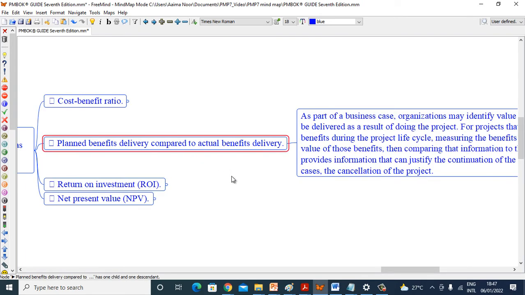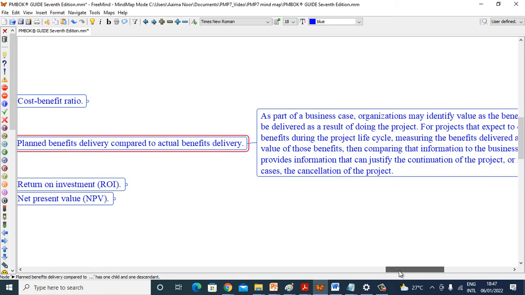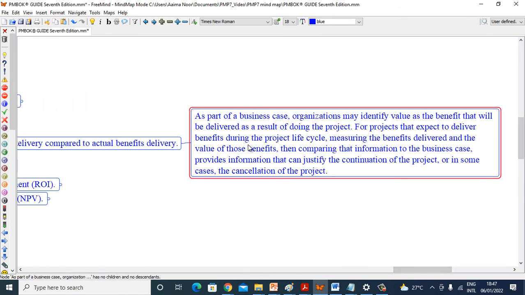Planned benefits delivery compared to actual benefits delivery. As part of the business case, organizations may identify values as the benefit that will be delivered as a result of doing the project. For projects that expect to deliver benefits during the project life cycle, measuring the benefits delivered and the value of those benefits, then comparing that information to the business case provides information that can justify the continuation of the project or in some cases the cancellation of the project.